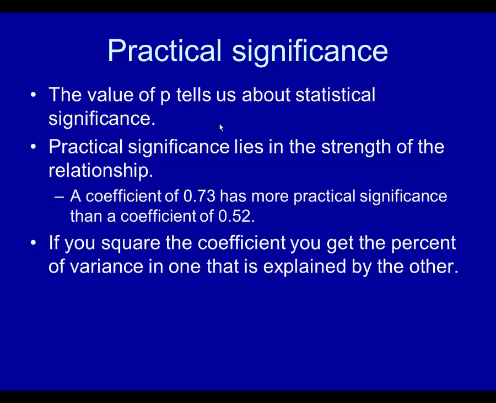If you square the coefficient, you get the percent of variance in one that is explained by the other. That's a different lesson, but it tells you a little bit about practical significance. It tells you how well, for example, a 0.5, if you square it, would be a 0.25. It means that a correlation coefficient of 0.5 says that one of the variables explains 25% of the variance in the other variable, meaning 75% is unexplained.